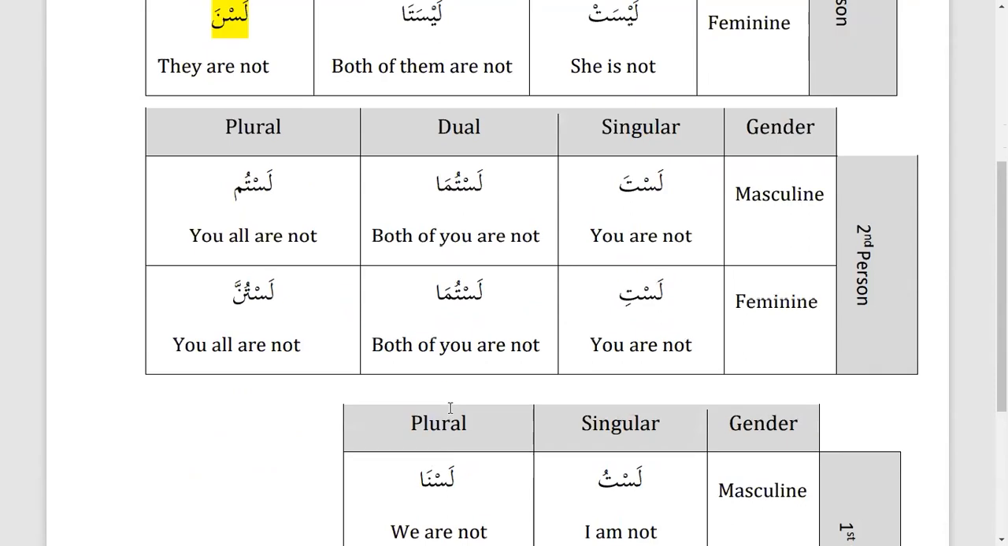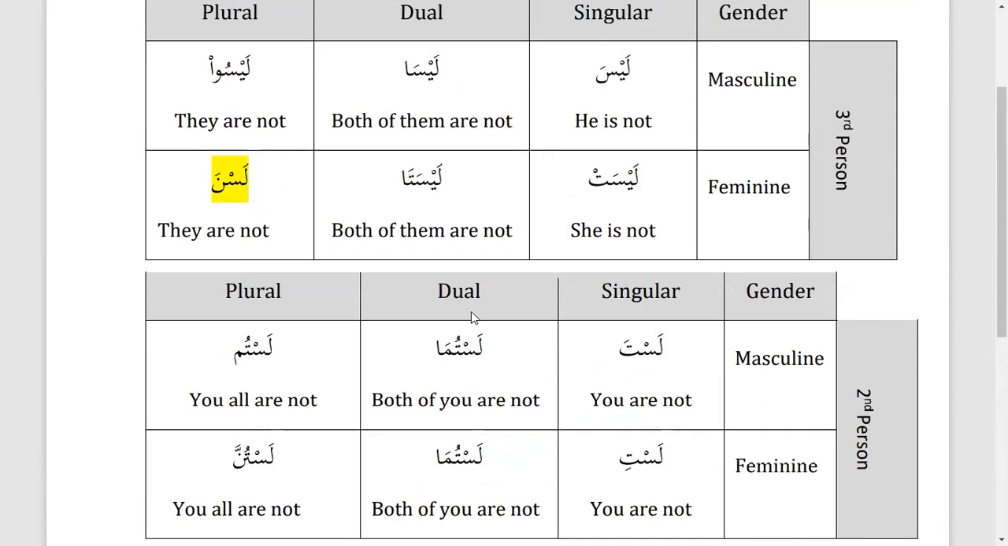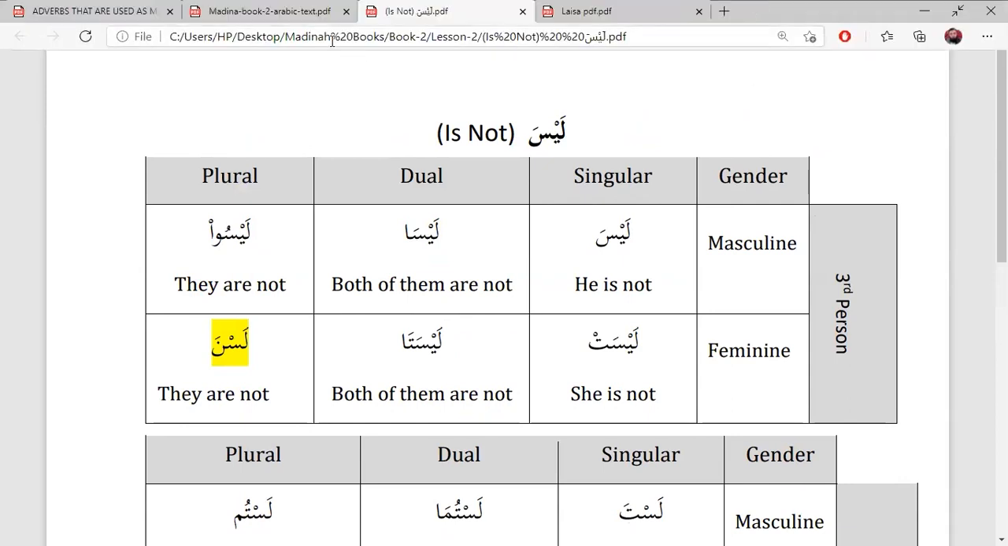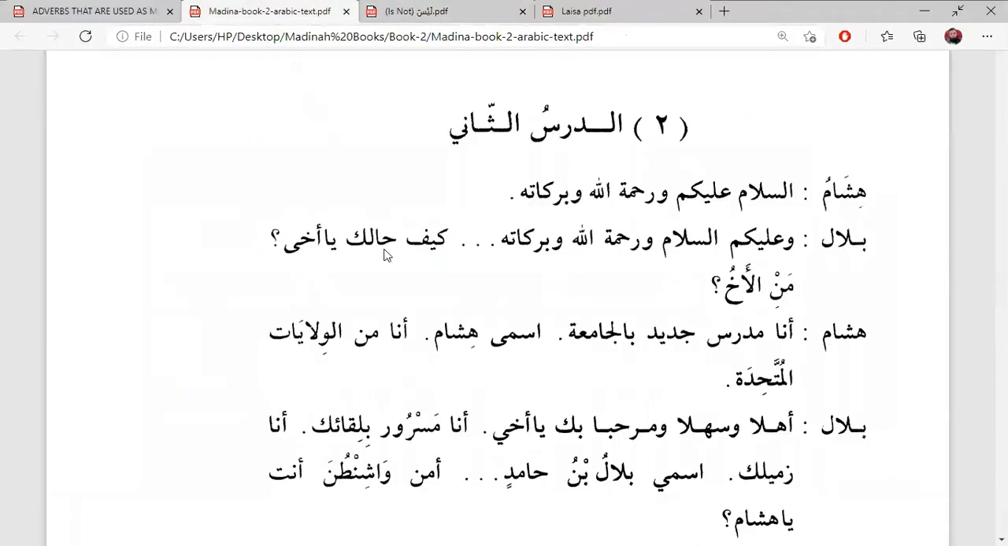So again, inshallah, if you can memorize only one verb for the past tense based on this pattern, you will be able to learn almost whatever verb comes to you, and you will start making many different words from that. All right, now, inshallah, we move on to lesson number 2, ad-darsu al-thani.